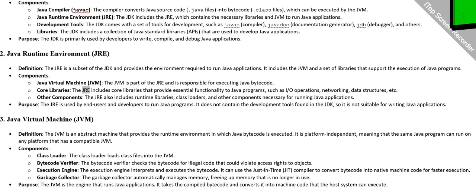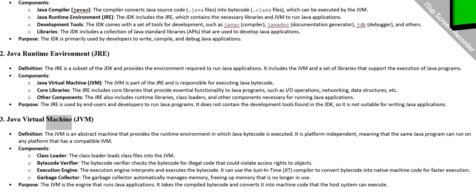Core libraries. The JRE includes core libraries that provide essential functionality to Java programs, such as I/O operations, networking, data structures, etc. Other components. The JRE also includes runtime libraries, class loaders, and other components necessary for running Java applications. Purpose. The JRE is used by end users and developers to run Java programs. It does not contain the development tools found in the JDK, so it is not suitable for writing Java applications.